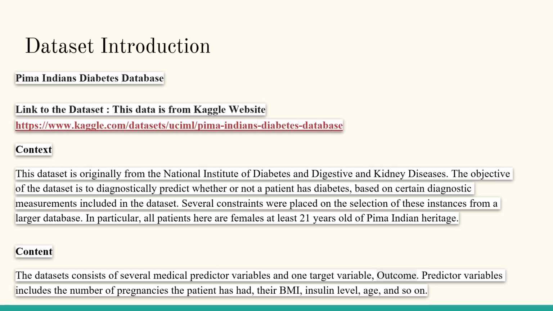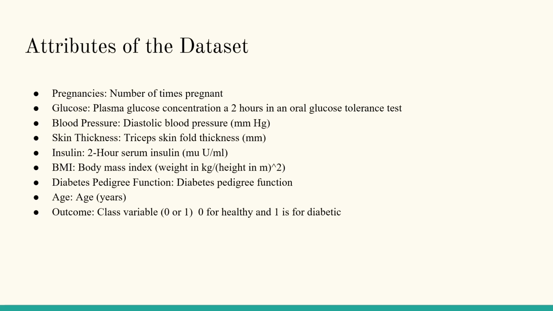All the records in the dataset are of females of at least 21 years old of Pima Indian heritage. So what are the columns in the dataset? We have one target variable, which is the outcome that we need to predict, whether the patient had diabetes or not. We have additional columns such as number of pregnancies the patient had, their BMI, insulin level, age, and so on. So let us see all the attributes in the dataset.